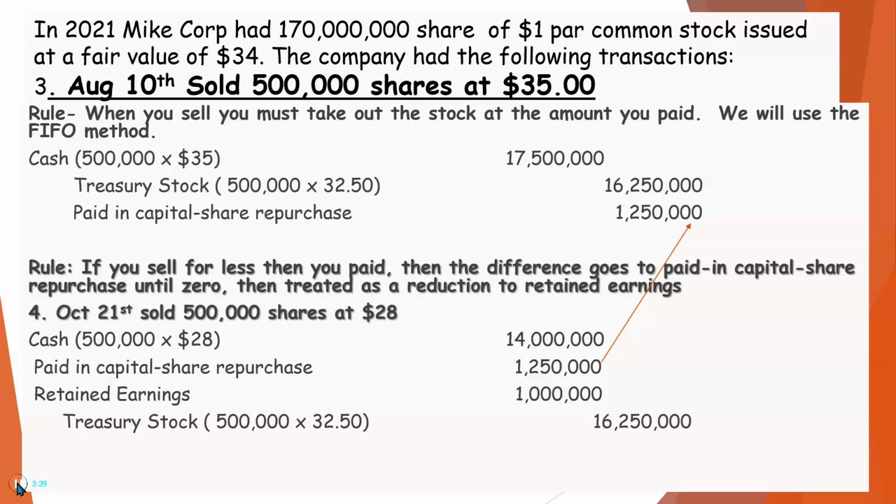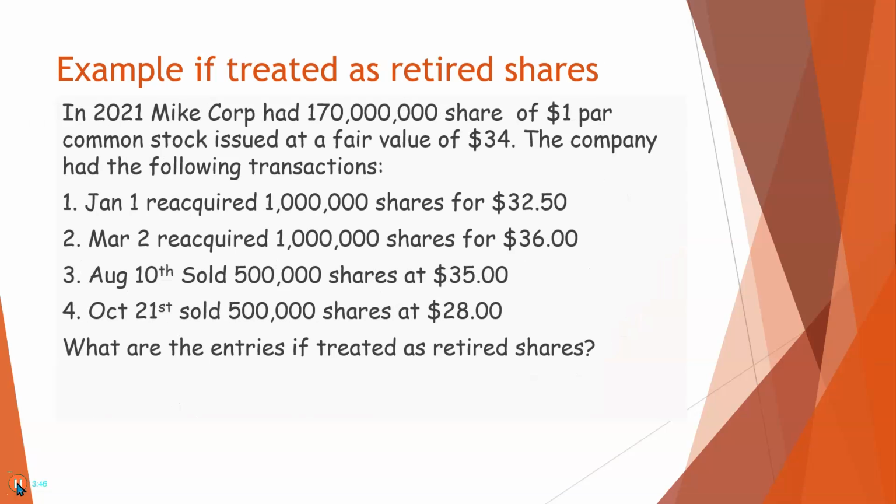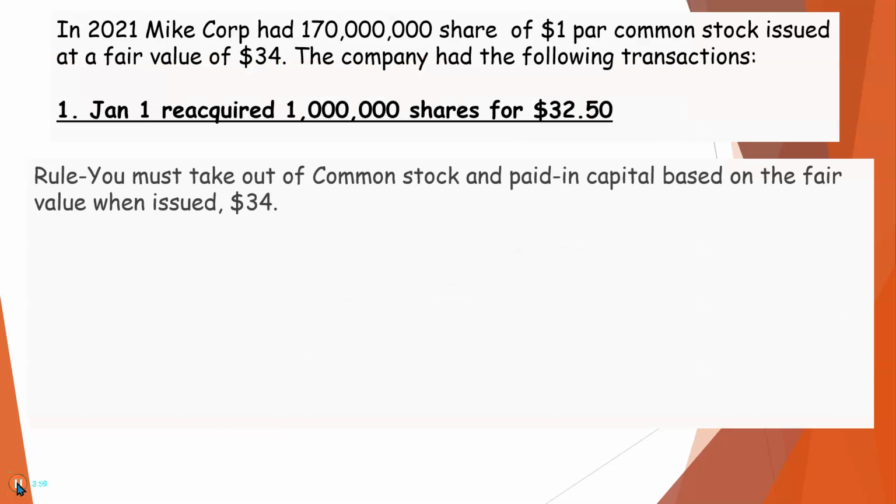Now we're going to take a look at the same example, but what happens if we treated them as retired? So let's take a look at this. Same problem, and now what we're going to do is treat them as if we retired them and then reissued them. So on January 1st, we reacquired 1 million shares for $32.50. Rule, you must take out of common stock and paid in capital based on the fair value when issued, which is $34.